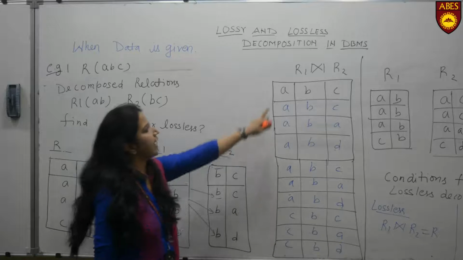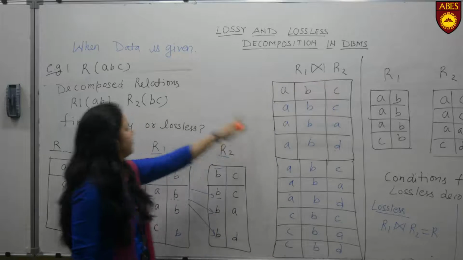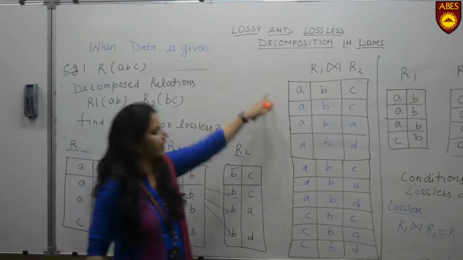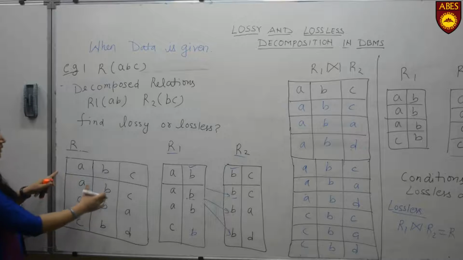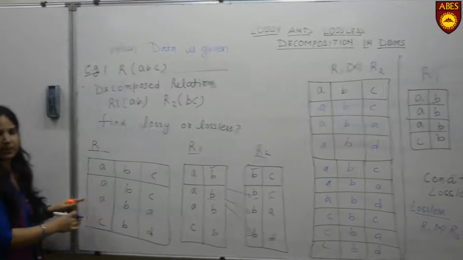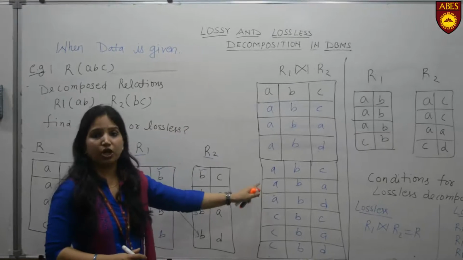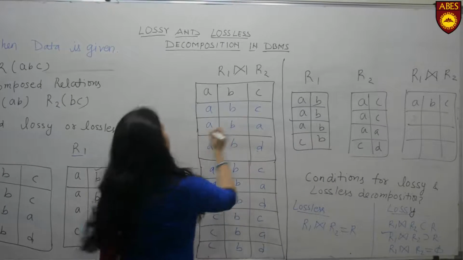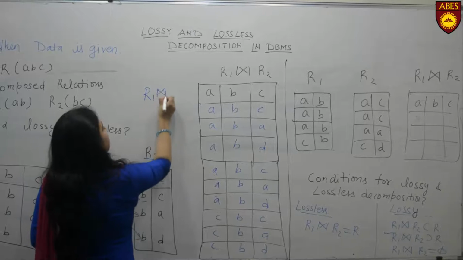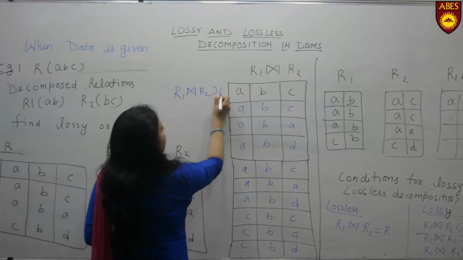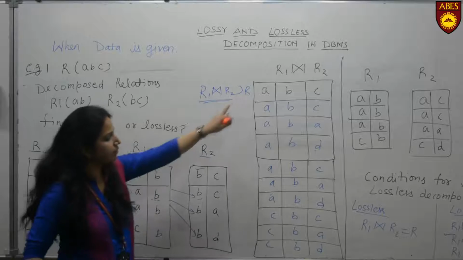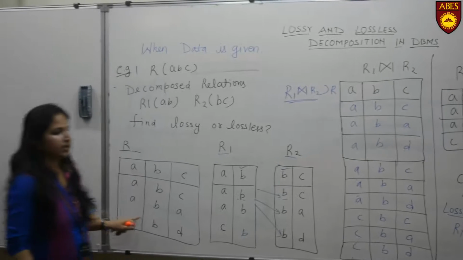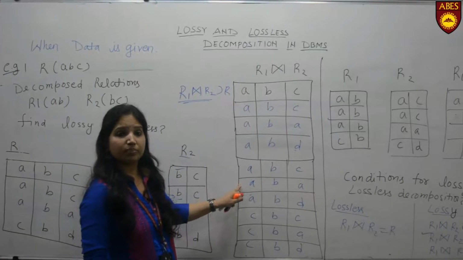So here we observe that R1 natural join R2 is not similar to the original relation's table R. In this case we are getting extra rows, but the original table has only 3 rows. So it means the decomposition is lost here, because we are getting the case where R1 natural join R2 is the superset of R. Here we are getting 9 rows, but in our original relation we have only 3 rows. It means the decomposed relation is lossy.